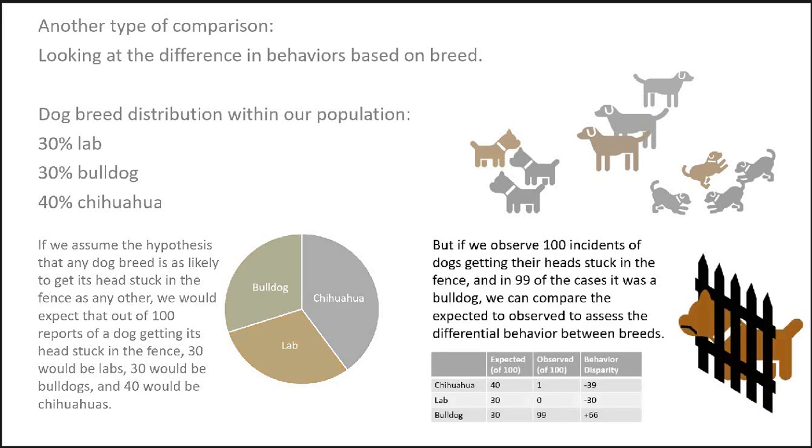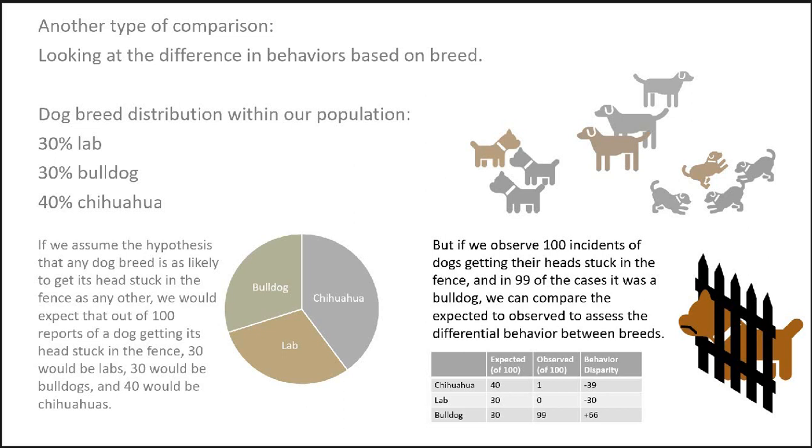But if we actually observe 100 incidents of dogs getting their heads stuck in a fence, and in 99 of those cases it's a bulldog, well, we can compare what we expected to what we observed to assess the differential behavior between breeds. And this table just shows that same very simple math.